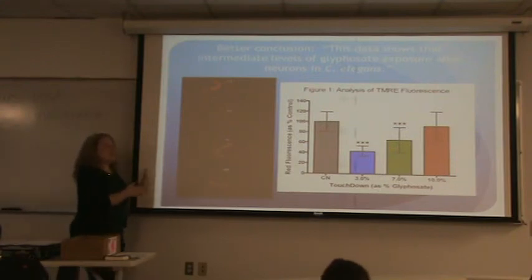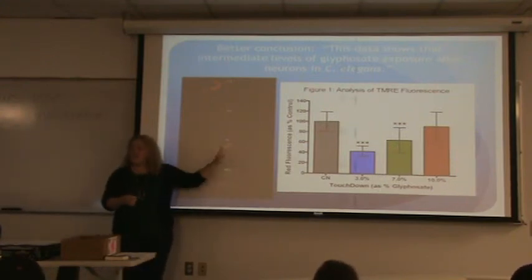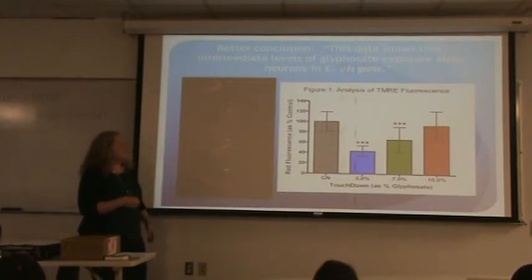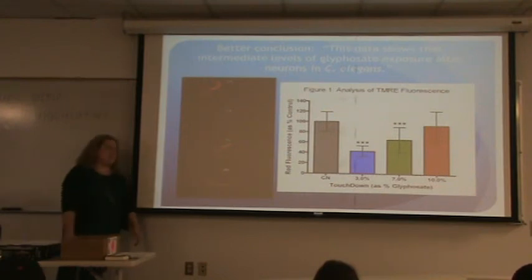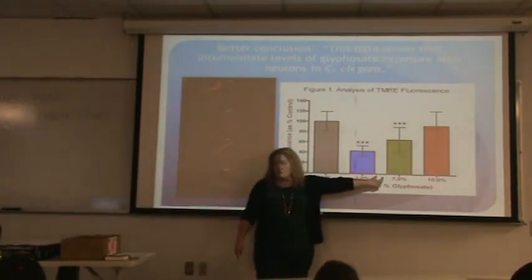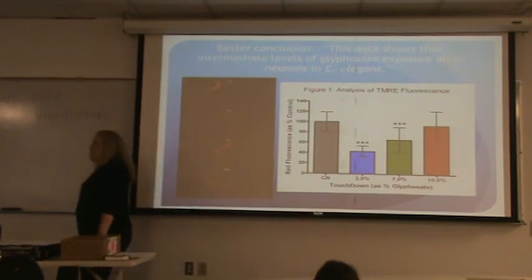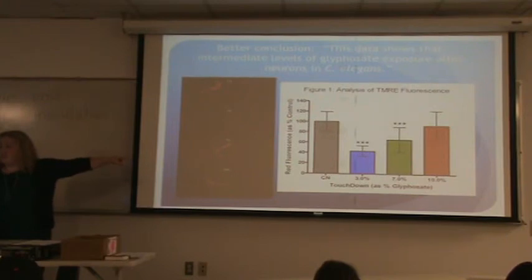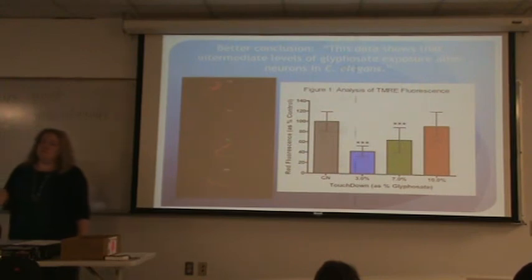This is a better explanation. It's not the best explanation because this is not my data figure, but a better explanation is that this data shows that intermediate levels of glyphosate, these two, alter neurons in C. elegans. That's all this shows. Maybe it doesn't even show that much, but that's a better explanation of what this shows. So what your paper claims in the title is the result of all the figures. Don't use the title claim on a figure. It's overstating.